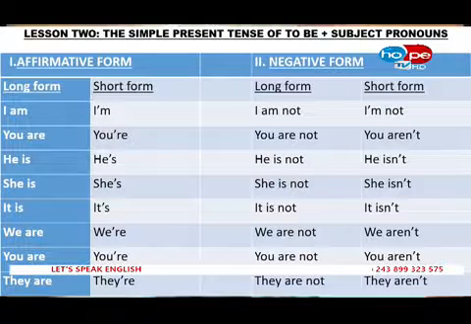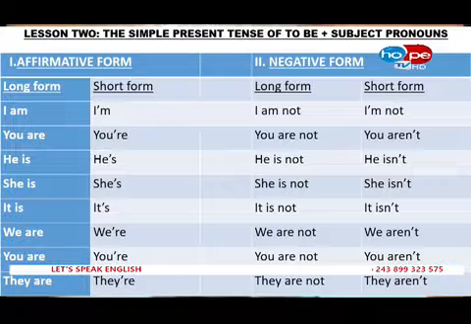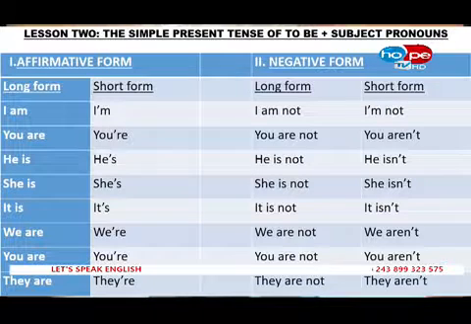I start by long form. I am. You are. He is. She is. It is. We are. You are. They are. Short form. I'm. You're. He's. She's. It's. We're. You're. They're.